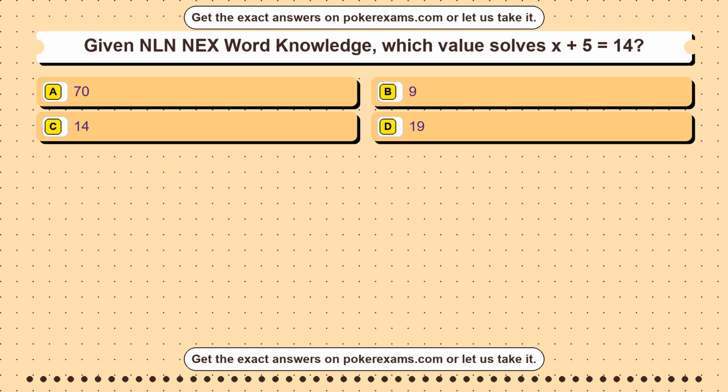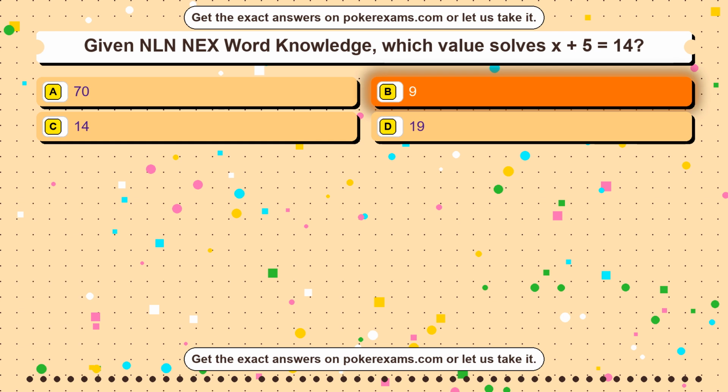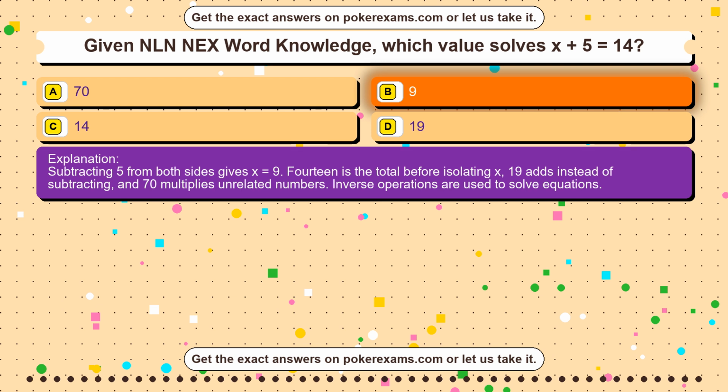Question 28. Given NLN NEX Word Knowledge, which value solves x plus 5 equals 14? Option A, 70. Option B, 9. Option C, 14. Option D, 19. The correct answer is option B, 9. Subtracting 5 from both sides gives x equals 9. 14 is the total before isolating x, 19 adds instead of subtracting, and 70 multiplies unrelated numbers. Inverse operations are used to solve equations.